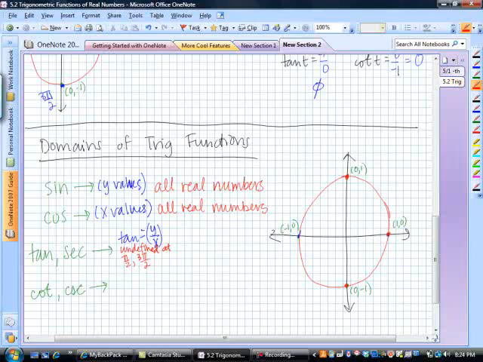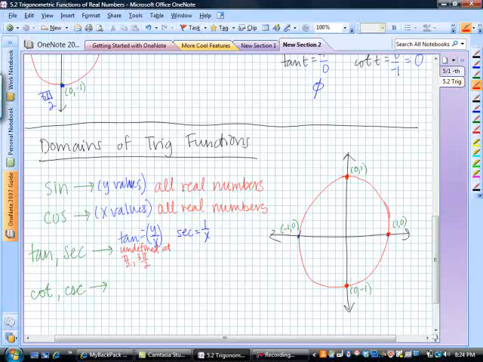You'll also notice that secant is 1 over x. So do you see that secant has the exact same problem that tangent has, where you have x in your denominator and x cannot be 0. So for that same reason, secant is undefined at pi over 2, where x is 0, and 3 pi over 2, where x is equal to 0.